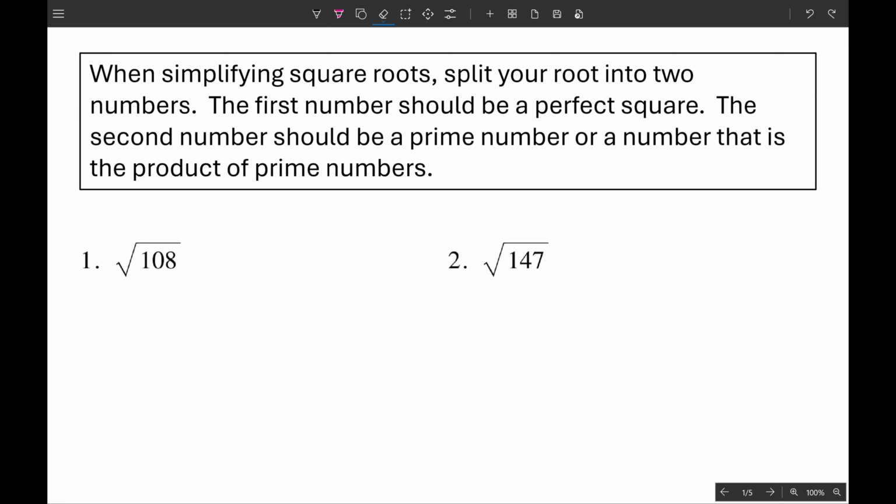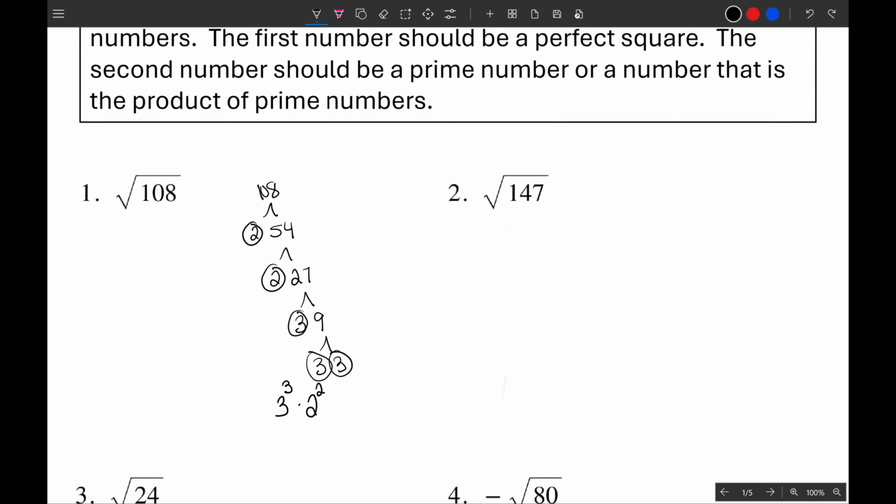If I did a factor tree for 108, I could do 2 and 54. I could do 54 as being 2 and 27. 27 is 3 times 9, and 9 is 3 times 3. So I could write that as 3 to the third times 2 to the second.